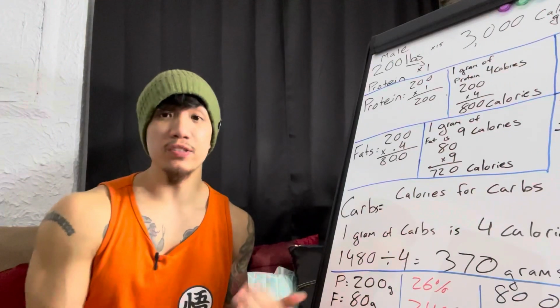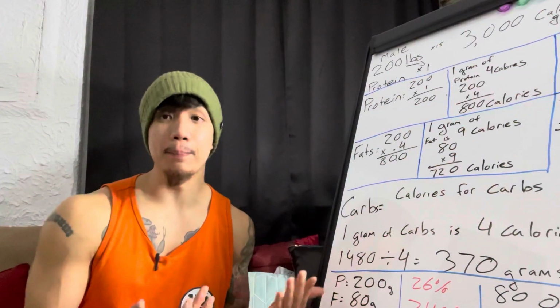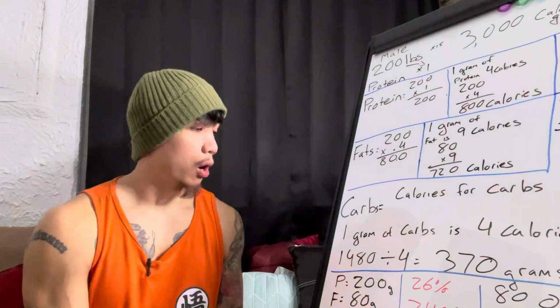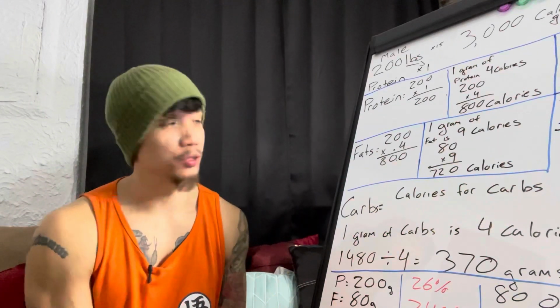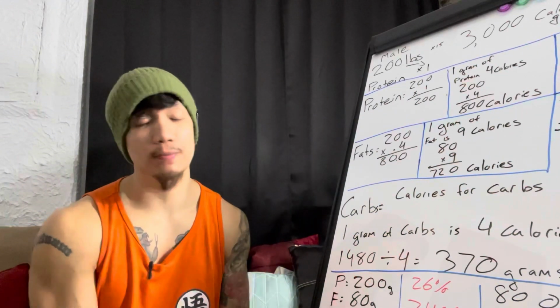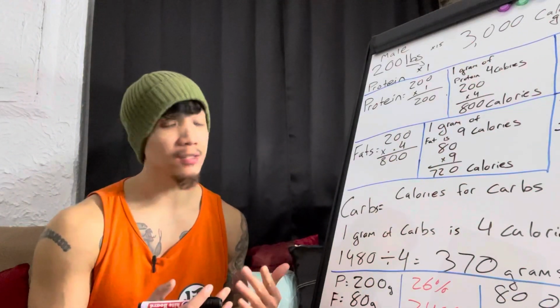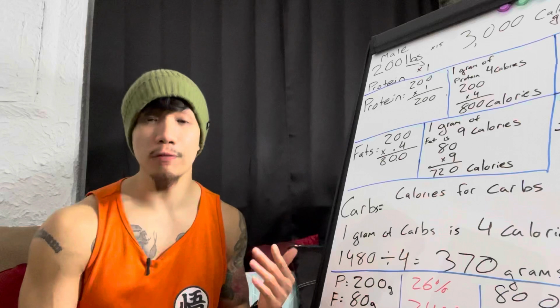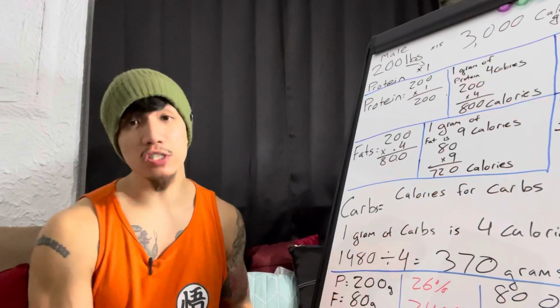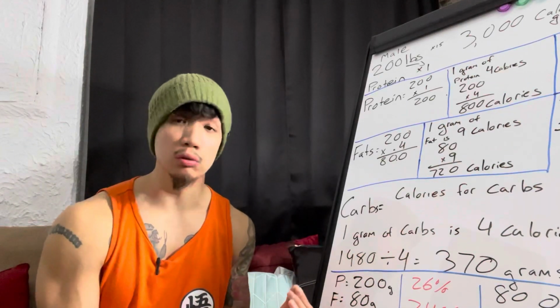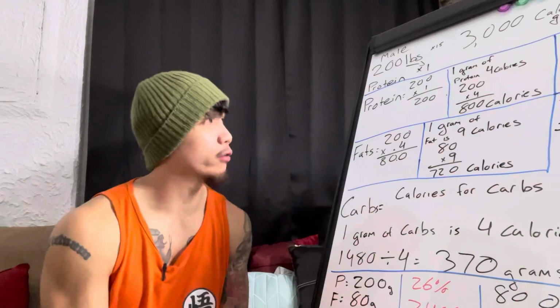Yeah, so that's basically it. That's a really basic formula on how to calculate your macros. I try to keep it as simple as possible, but once again, just keep in mind this isn't an exact number for everybody. It just gives you a good starting point to figure out how to calculate your macros.